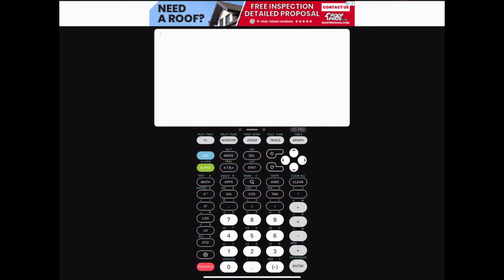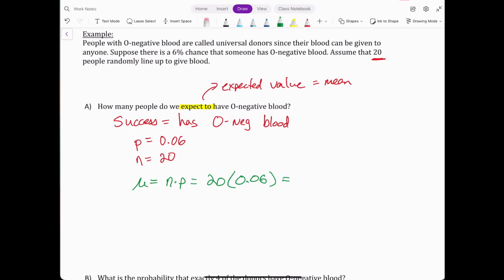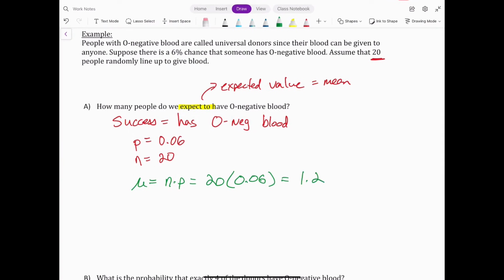Let's go to our calculator. 20 times 0.06, and we get 1.2. So this means that we expect 1 or 2 people to have O-negative blood. That's what that means. Okay?